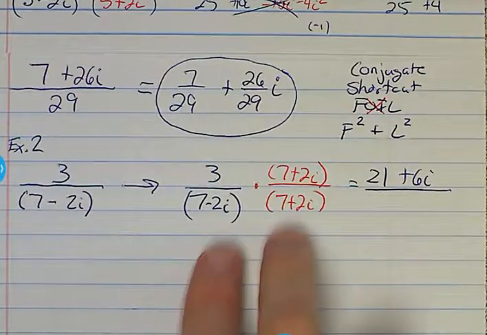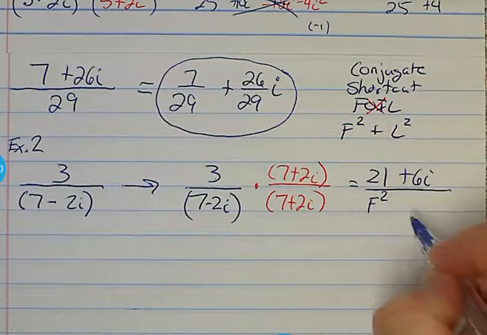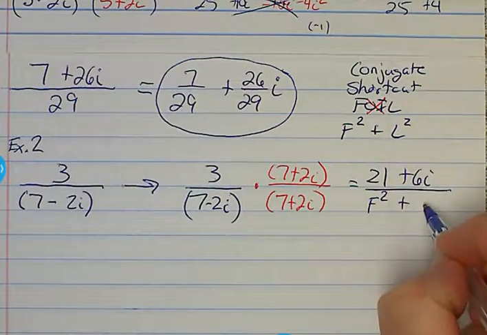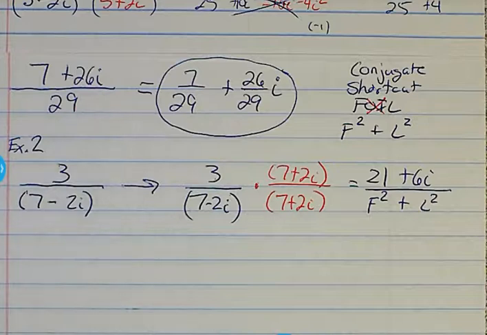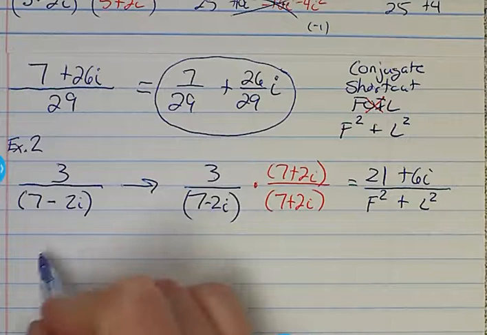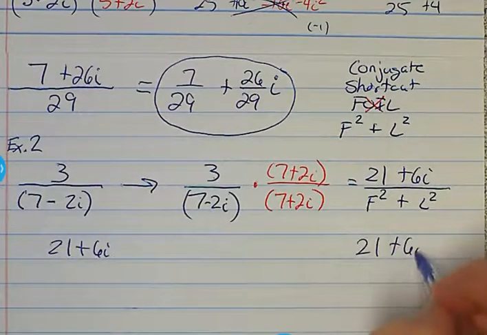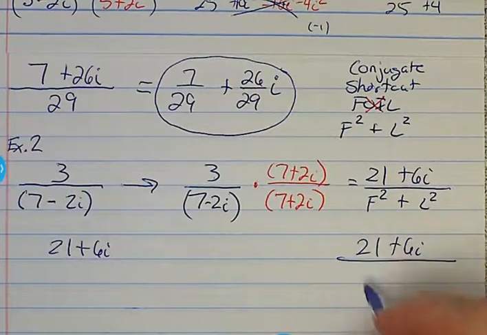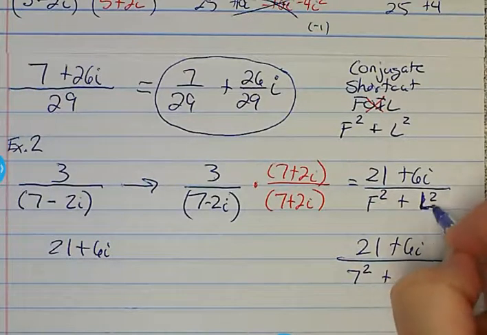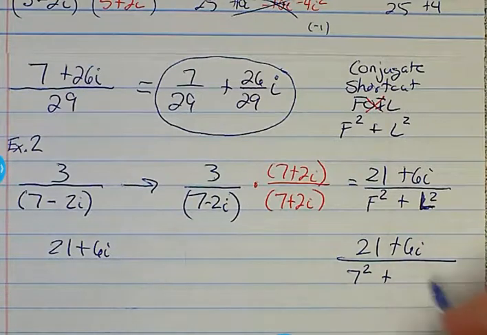Okay, and if you've got the conjugate like we've got here, it's always going to be the same thing. It's going to be the first term squared plus the last number squared. So when you do that, here's the shortcut you get to do. Actually, let's put it right here underneath it. The first term is 7, so that's 7 squared plus, and that's an L. The last number was, and you don't even need the i in this case, you just need the number. So that's 7 squared plus 2 squared.